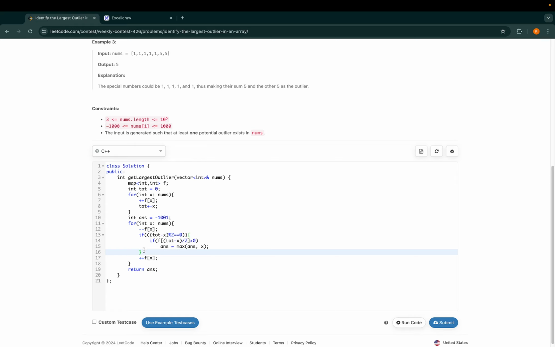And after all that, I again roll back the frequency and increment the frequency by 1, so just plus plus fx, and we just return the answer.